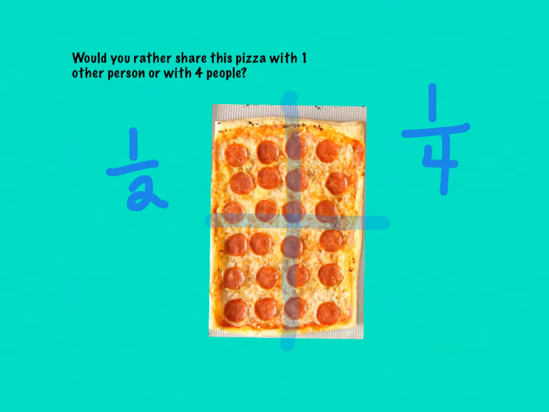So what happened to my slice when I went from having half of the pizza to 1/4 of the pizza? Well, when I had half the pizza, my slice was a lot bigger. And then when I shared it with 4 people, when I had 1/4 of the pizza, my slice got a lot smaller. So 1/2 is bigger than 1/4.